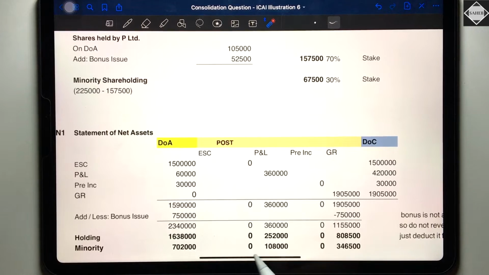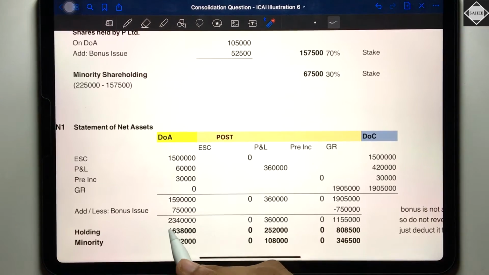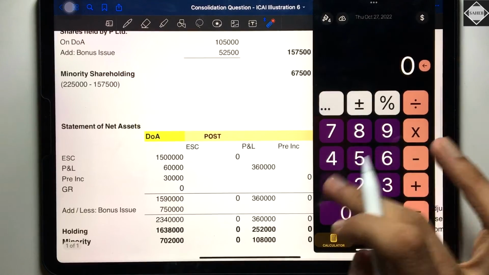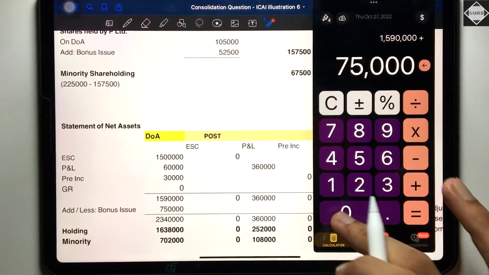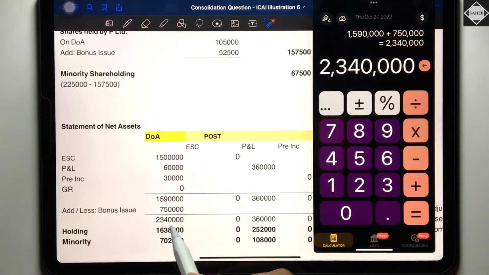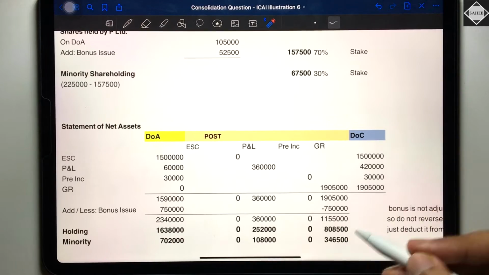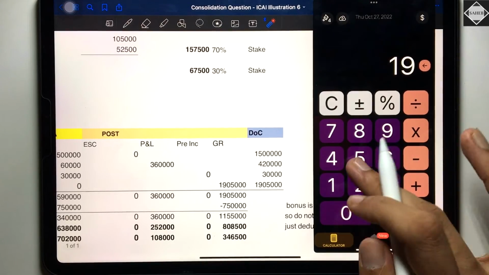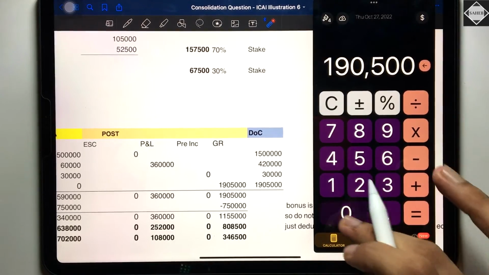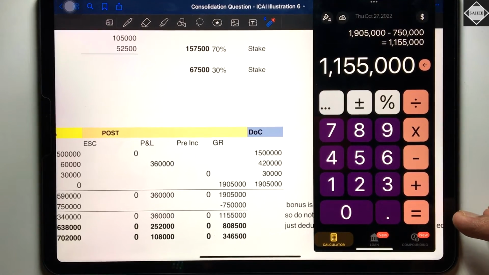After this, you will take a sum. You will calculate 15,90,000 plus 7,50,000, that's equal to 23,40,000. And then the rest is the same, 3,60,000. And here, of course, it has been deducted from GR now. So 19,05,000 minus 7,50,000, that's equal to 11,55,000.